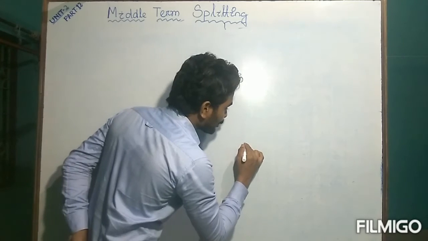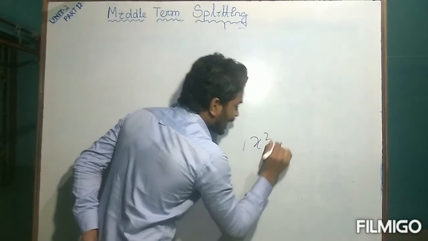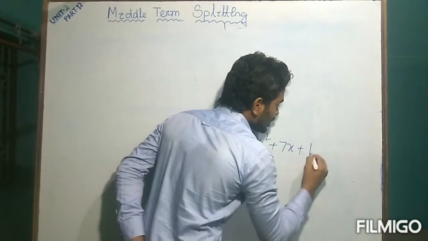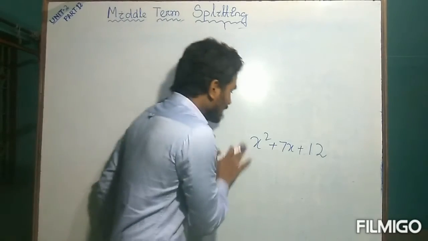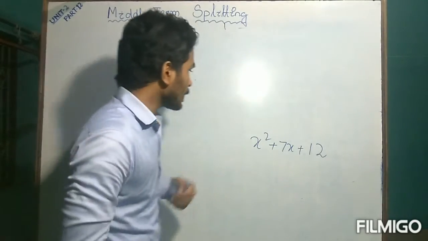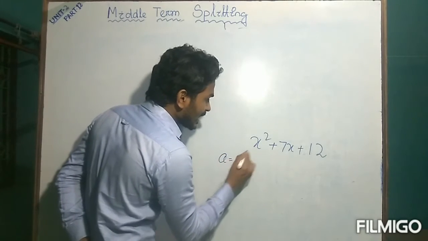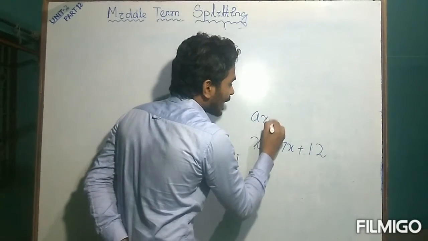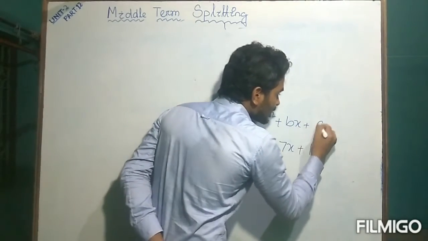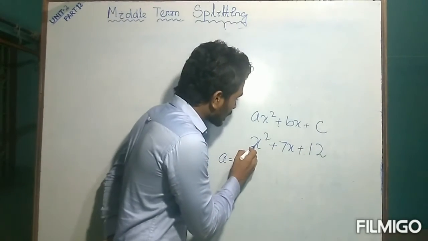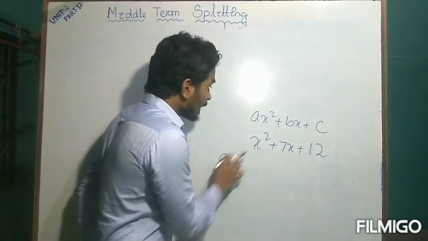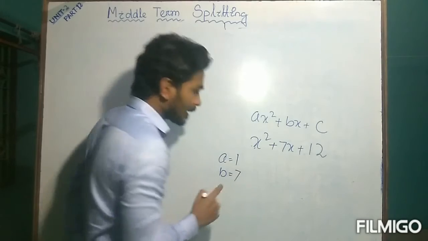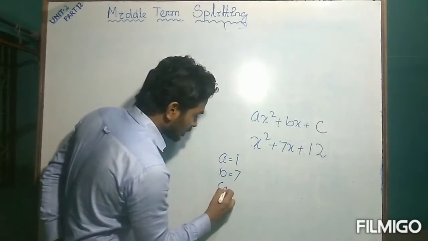Suppose we take another example. If there is a question x square plus 7x plus 12, okay, it is a type of quadratic polynomial. And here you can see, here a is how much? The coefficient of x square is 1, because it should be compared with ax square plus bx plus c. So here the coefficient of x square is 1 and there the coefficient of x square is a. So a is 1. This is clear. And b is 7. Clear. And c is 12.